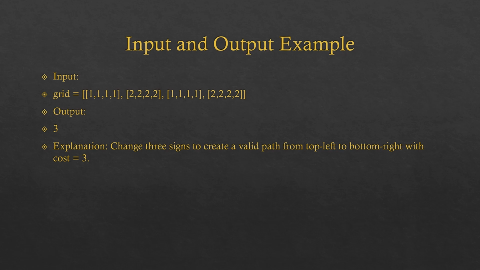Here's an example to illustrate the problem. Consider this grid 1111, 2222, 1111, 2222. The output is 3, which means we need to modify 3 signs to create a valid path from the top left to the bottom right with a cost of 3.